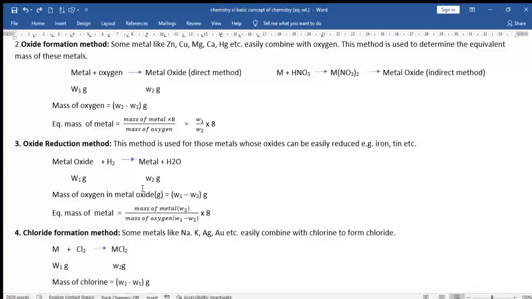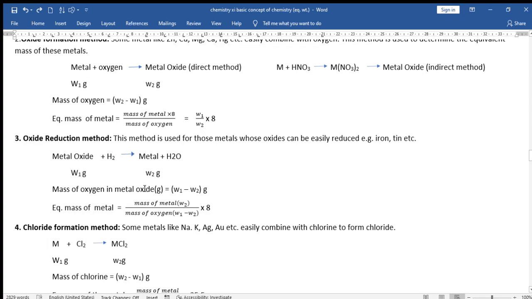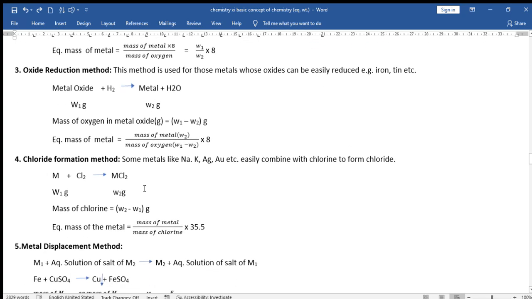So the equivalent mass of the metal is the mass of the metal divided by the mass of the oxygen, multiplied by 8, and we get the equivalent mass of the metal. Next method is the chloride formation method.